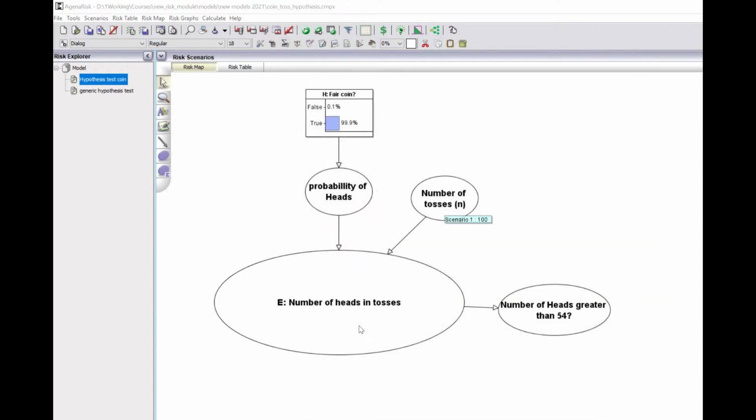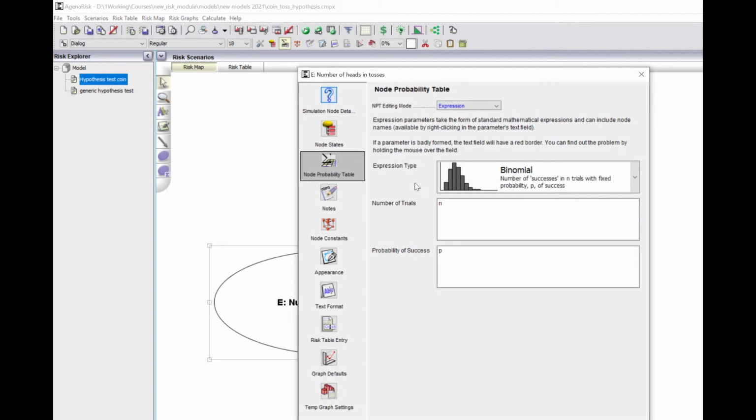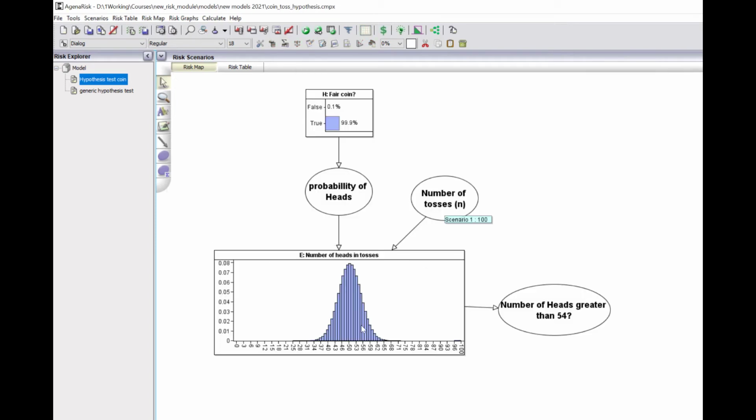The number of heads in n tosses is defined as a binomial distribution, where the number of trials is simply the number of tosses, and the probability of success is simply the probability of heads. So there's the probability distribution.